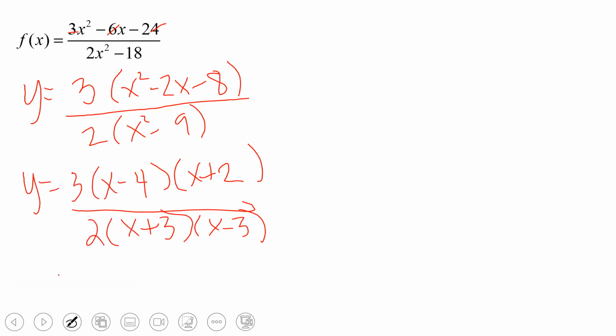Let's go ahead and identify the horizontal asymptote. We have equivalent degrees, so in order to identify the horizontal asymptote, I'm going to create a ratio of the leading coefficient in the numerator divided by the leading coefficient in the denominator.